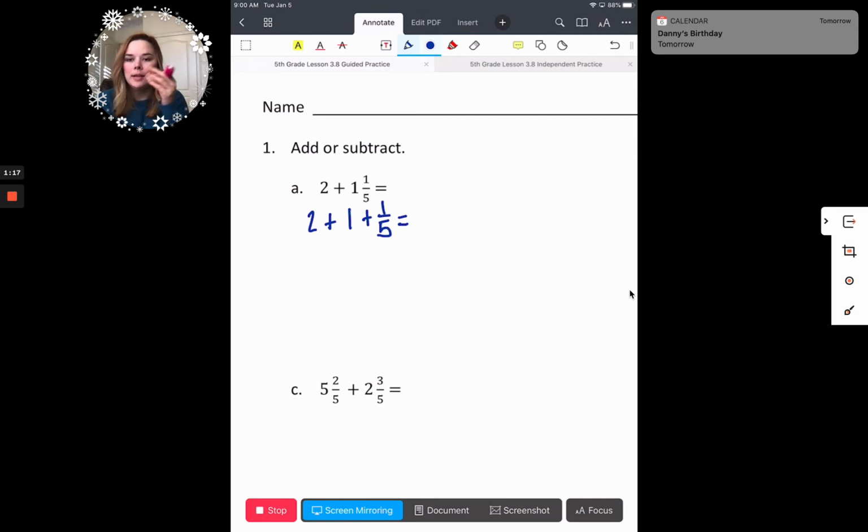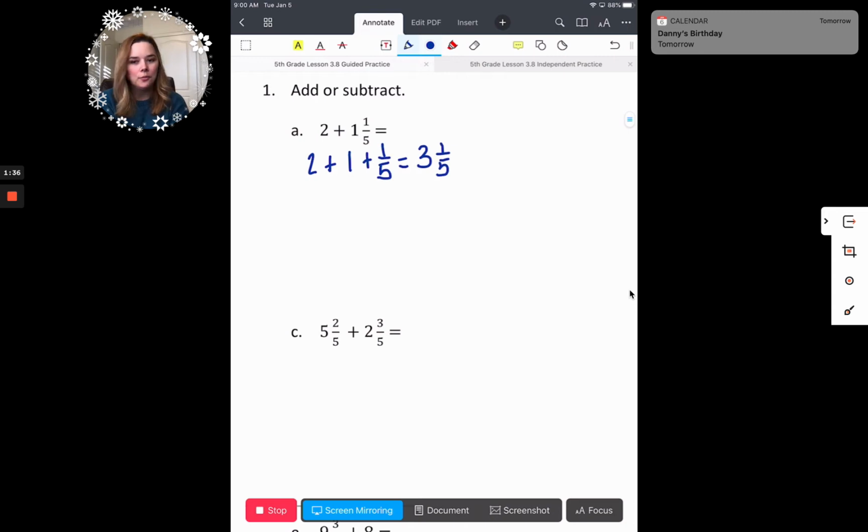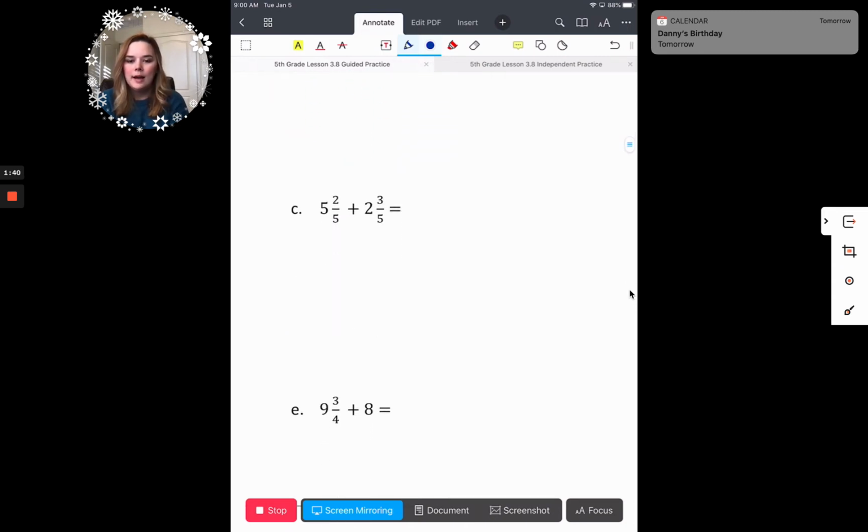We can kind of break each of these up into different pieces. So if we have 2 plus 1 plus 1/5, we end up with 3 and 1/5, right? We add our two whole numbers together and then add our fraction on to the end. So we're going to stay with adding and then we'll go to subtracting after. So next we have, for C, 5 and 2/5 plus 2 and 3/5.